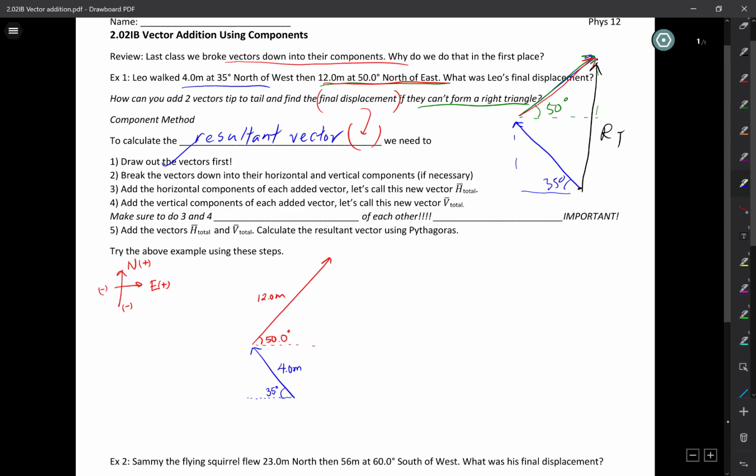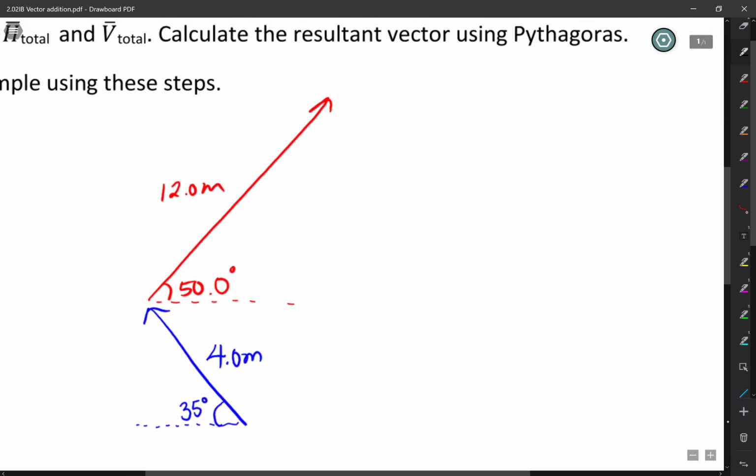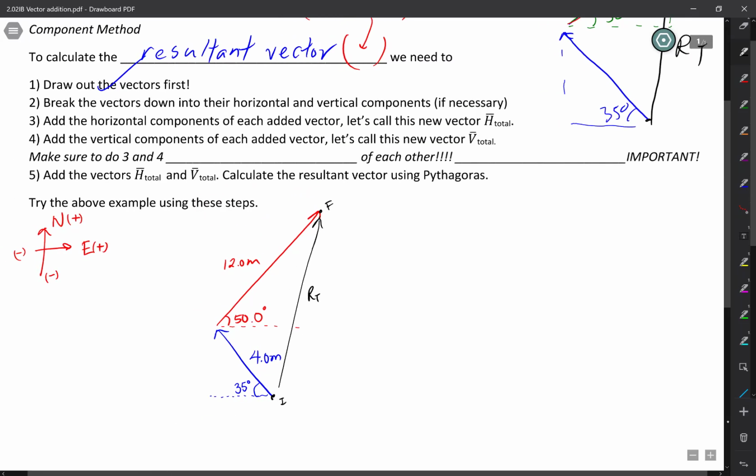This is to get us an idea of what it looks like. As a result, we do know that if we look at the resultant vector or total displacement from initial to final position, this will be the shortest path between the two. And I'm going to call this the resultant vector, RT, in this case.